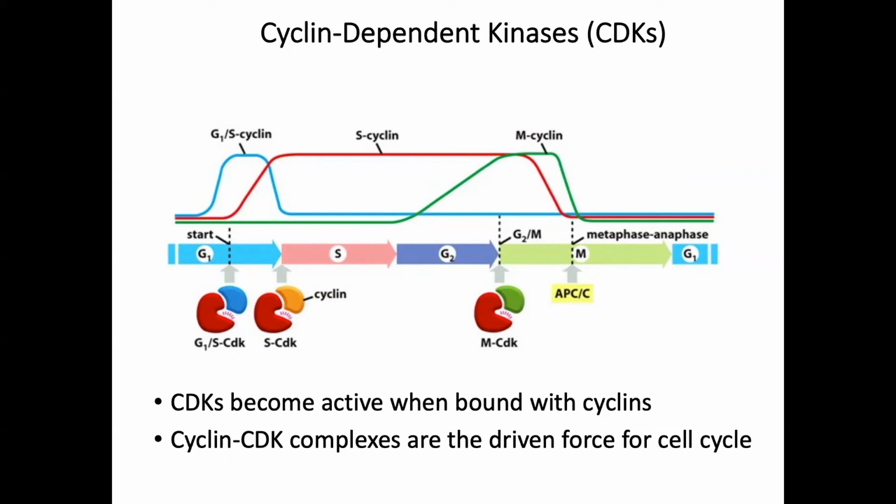By doing so, CDKs become the driving force for the cell cycle. However, CDKs do not have kinase activity by themselves. Okay, when they are alone, they don't have any phosphorylation ability, and they need to bind to cyclins to become active. That makes the cyclins very important. That is also why they are called cyclin-dependent kinases. It has to bind to cyclin first in order to become active.